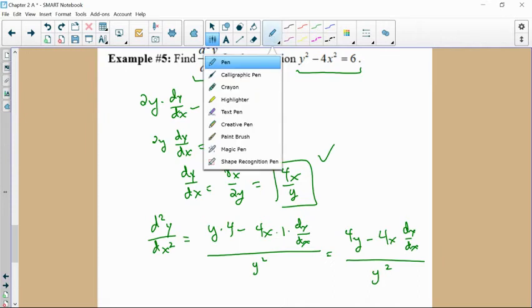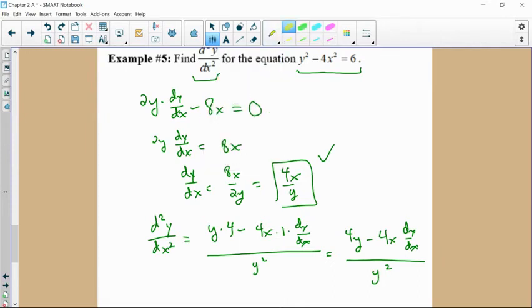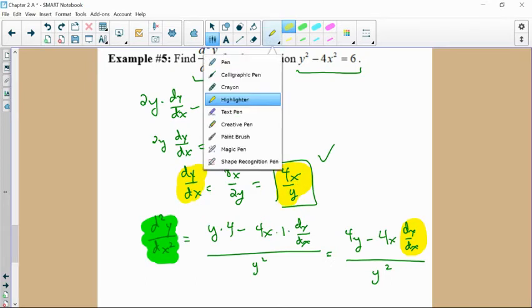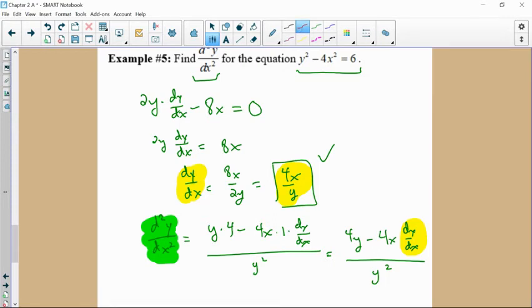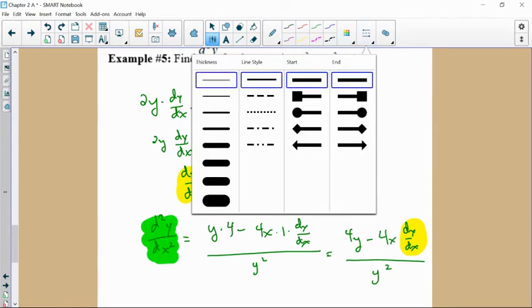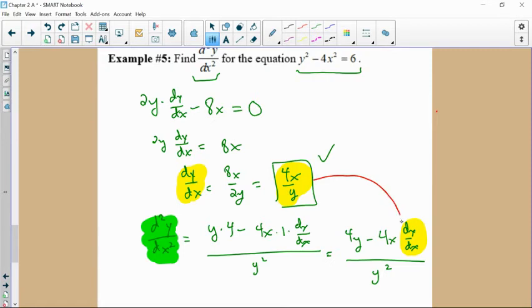You're not done because our expression cannot have a dy dx in it. So we were looking for the second derivative, which is what we're solving for, but it has a dy dx in it. We have to get rid of this. But here's the thing. You already know what dy dx is. You just calculated it. It's right here. So what we need to do is sub in that particular expression. Sub in that expression right there.